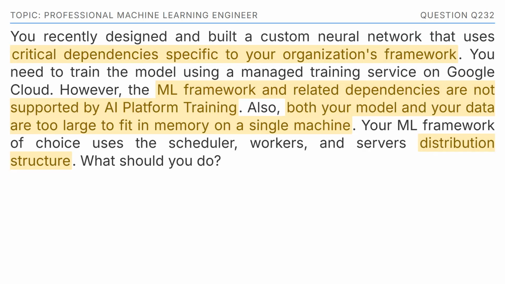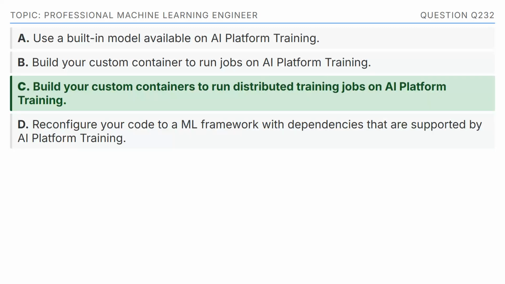To arrive at the correct answer, we focus on the keywords, critical dependencies specific to your organization's framework, ML framework and related dependencies are not supported by AI platform training, both your model and your data are too large to fit in memory on a single machine, distribution structure. The correct answer is option C, build your custom containers to run distributed training jobs on AI platform training.